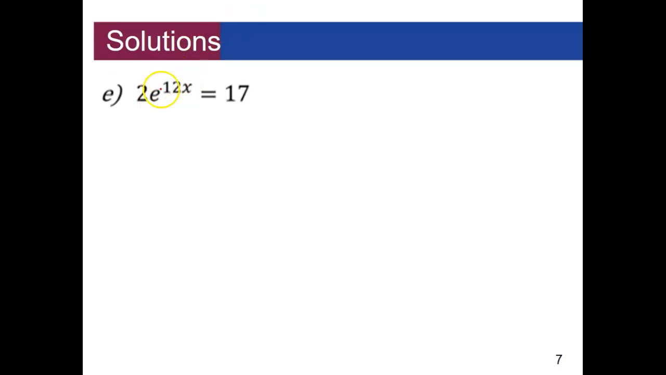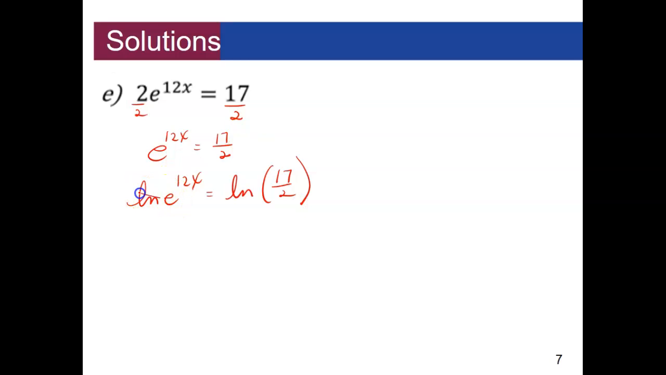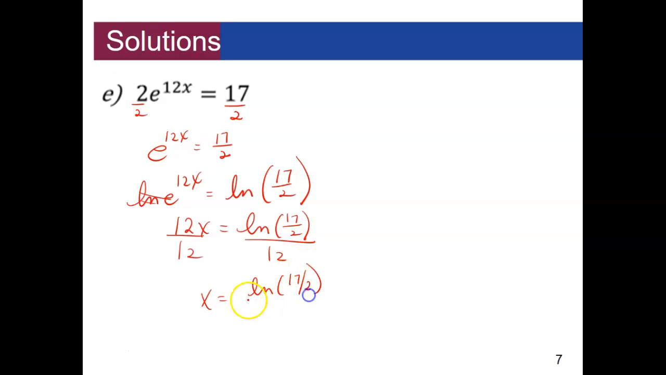Okay, next we have another exponential function. So I'm going to divide away the 2. Okay, we need to get rid of this base here and bring this down in front. So I'm going to take the natural log. Okay, natural log and e cancel. Divide by 12. So x is going to be the natural log of 17 halves over 12 for an exact answer.